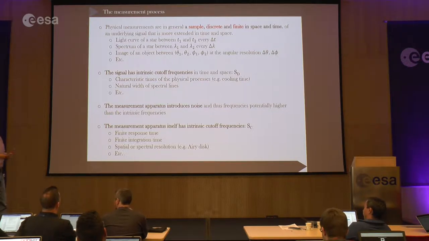If you're doing photometry of stars, it could be a spectrum of a star between lambda 1 and lambda 2 every delta lambda. It can be an image within a given field of view with an angular sampling on theta and phi, etc.